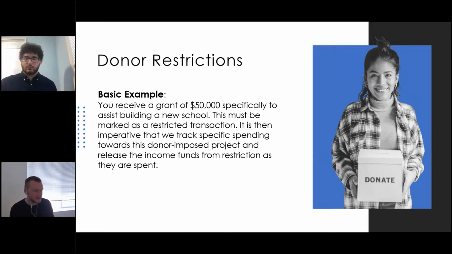It's therefore imperative that we track this accordingly. We have methods in place where we're tracking spending on the new school and that we can clearly allocate this $50,000 towards that spending. And then once we spend that $50,000 on the new school, we can then release it from restriction.